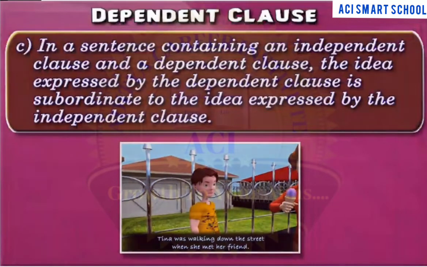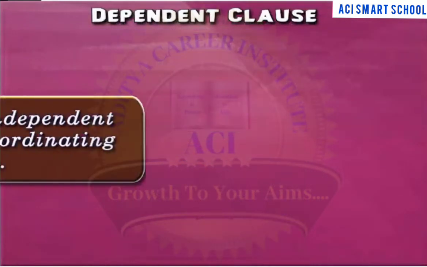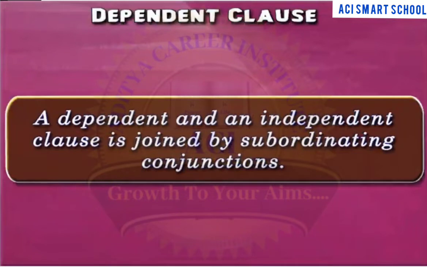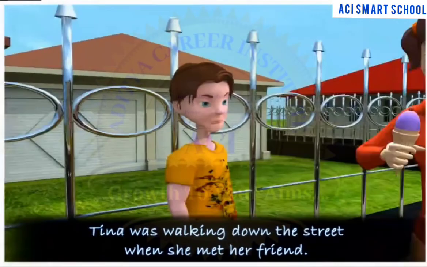Also, it is very important to note that a dependent and an independent clause are joined by subordinating conjunctions. In the above example, the subordinating conjunction is when.